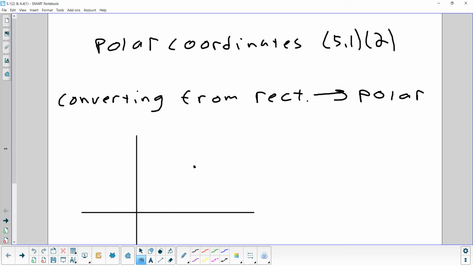Now we're going to convert the other way. So we're going to be given a rectangular coordinate. Can someone tell me the names of the two variables that we use when you have a rectangular coordinate? Yep. We have an x and a y.